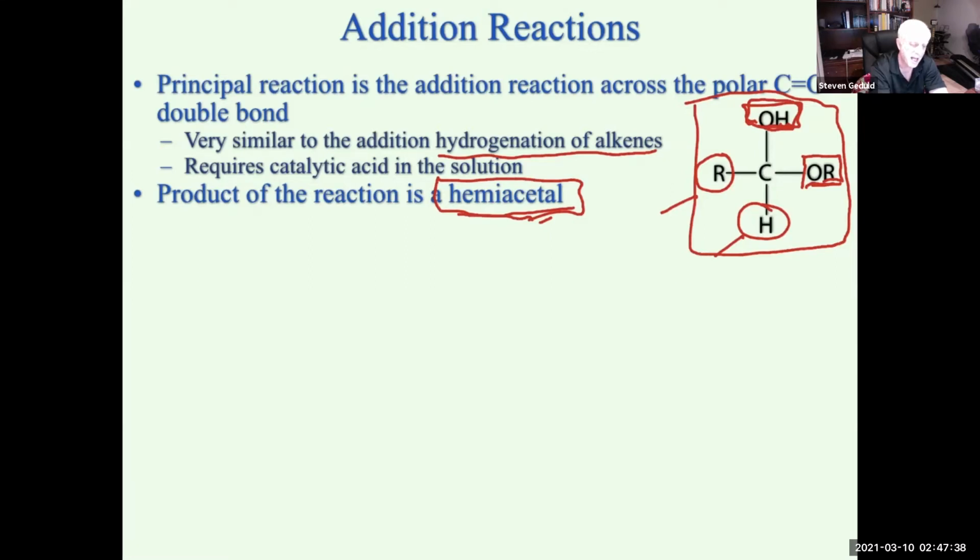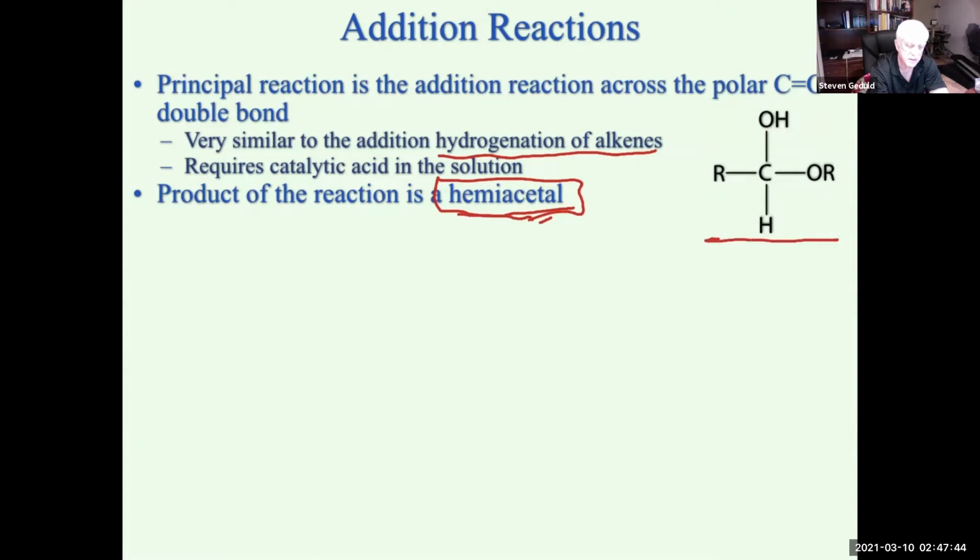So this is what a hemiacetal looks like. Okay, that's your hemiacetal group right here. R and H are your backbone, and we added OR and OH. Okay, whenever we have an OH and the OR, it's going to be a hemi. If it's an R and H, it's a hemiacetal. If it's an R and R, it's a hemiketal.